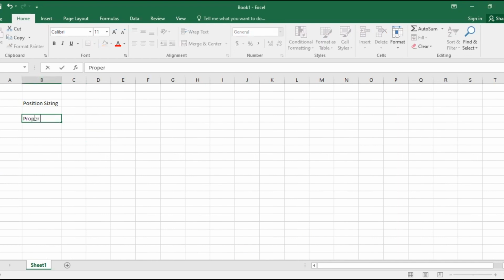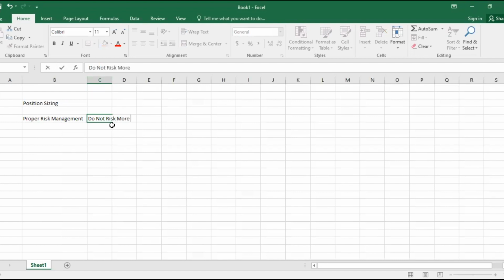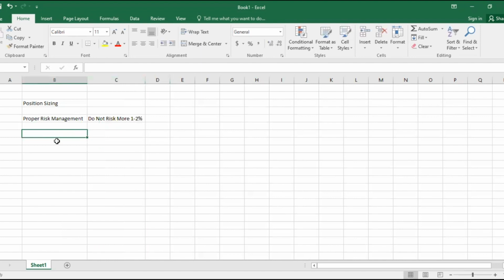The rule of thumb when you're doing proper risk management is do not risk more than 1 to 2% of your account. That is a rule of thumb that you should always know when it comes to Forex. Do not risk more than 1 to 2% of your account.